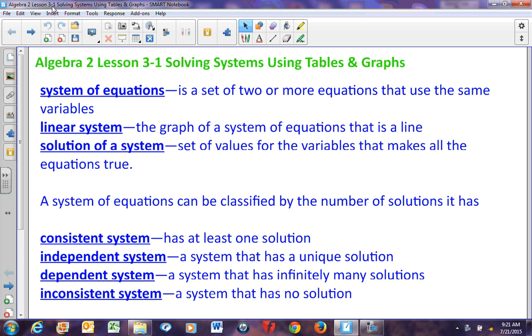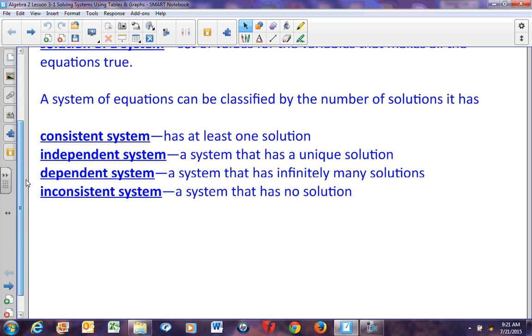Now, a system of equations can be classified by the number of solutions that it has. A consistent system has at least one solution. At least one. Could be more than one. Okay? There could be two lines that cross in one spot. That would be a consistent system.